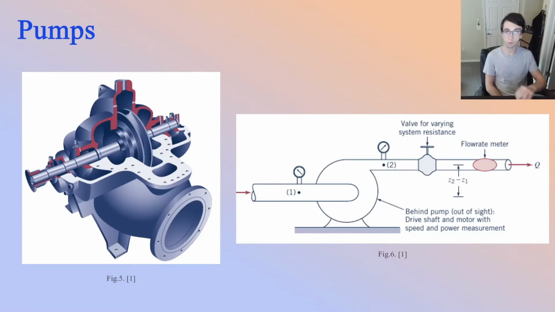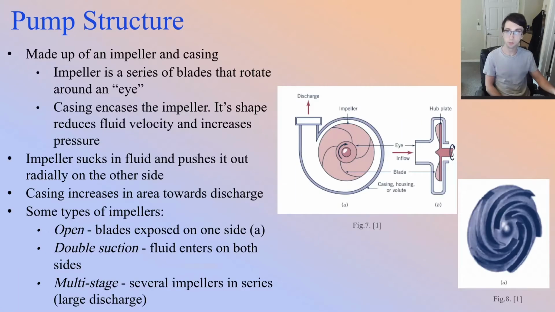Alright, now we're going to be going over pumps. In general, pump structure is made up of an impeller with a casing. The impeller is a series of blades that rotate around the eye, the center right here. And the casing goes around the impeller, and its shape, specifically that it increases in area as it goes towards the discharge, will reduce fluid velocity and increase pressure.